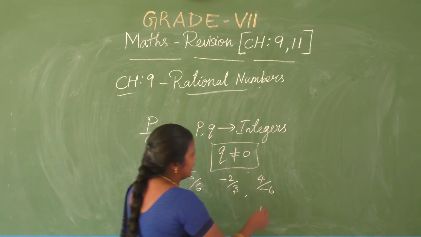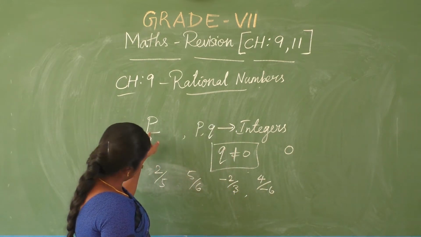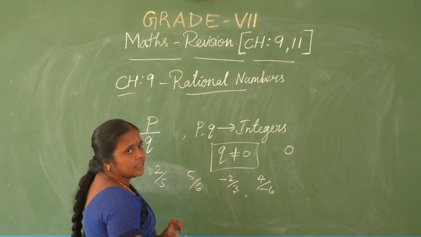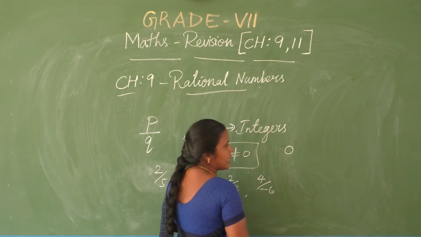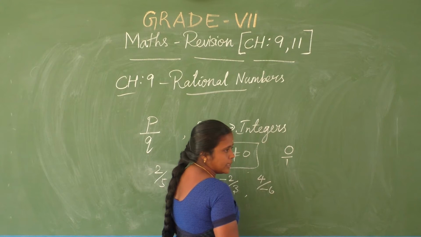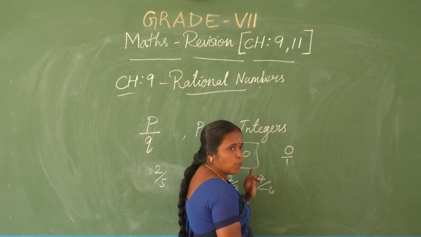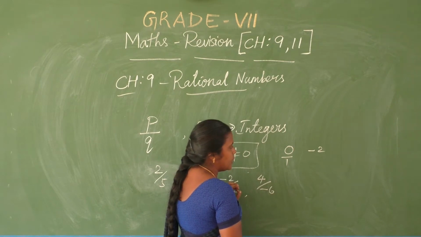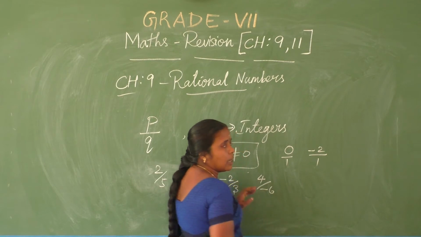Since 0 is an integer, what is the definition of rational? A fraction with an integer; that collection is called rational. 0 is also one of the integers. How do you write it in fractional form? 0 by 1. Since it is an integer, it can be written as a fraction by putting 1 as the denominator. So this is a rational number. Say minus 2 is an integer; it can be written as a fraction by putting 1: minus 2 by 1, also rational.